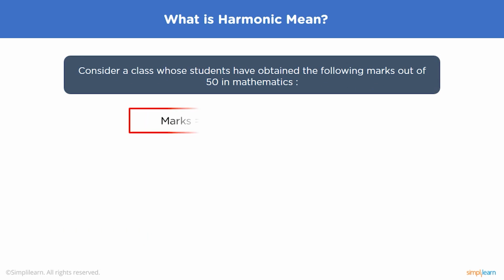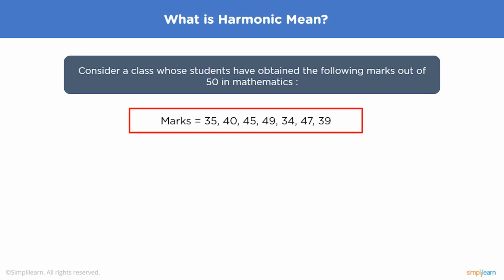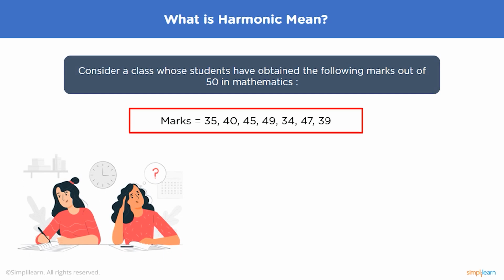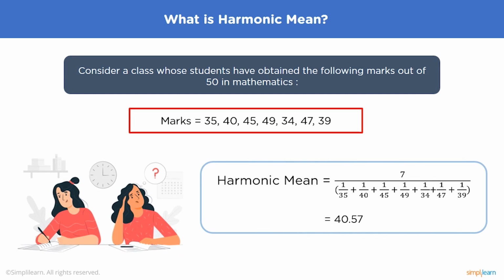Let's look at how to find the harmonic mean by using the data that we have up until now. Again, consider the marks of the following students out of 50 in mathematics. Over here, we're considering 7 terms. To find the harmonic mean, we take the average of each one of our reciprocal terms. We've taken the reciprocal of the marks obtained by our students.